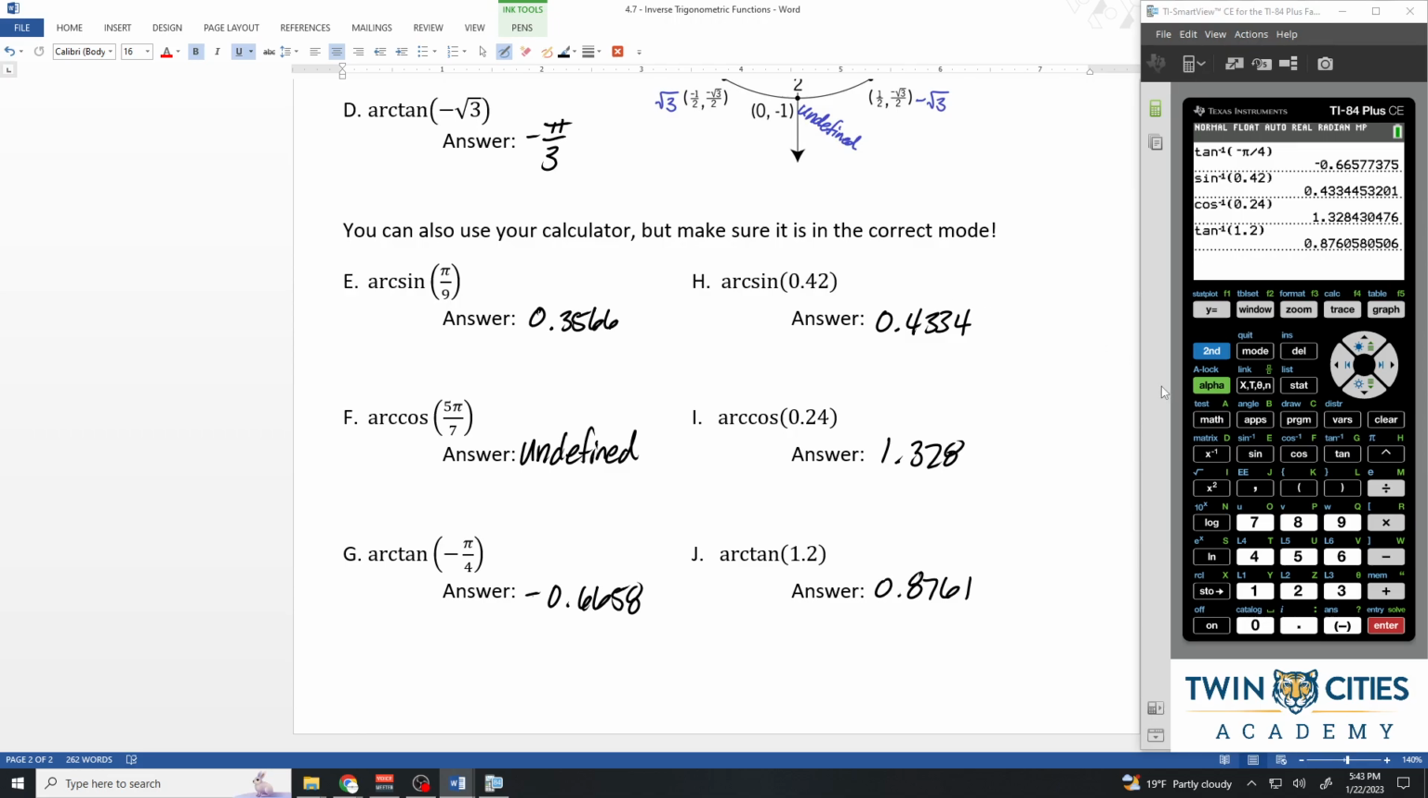Assume that you're in radians unless otherwise specified. So if it says degrees or there's a degree marker, then you can put in degrees.